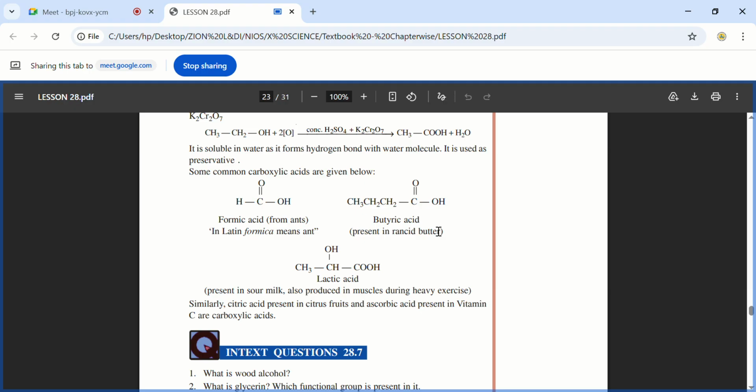So you have to memorize the formulas and structures. Don't leave it as it is. And underline this: citric acid is present in citrus fruits, that is amla, lemon, gooseberry. Ascorbic acid is present in all the vitamin C fruits, that is orange, sweet lime.